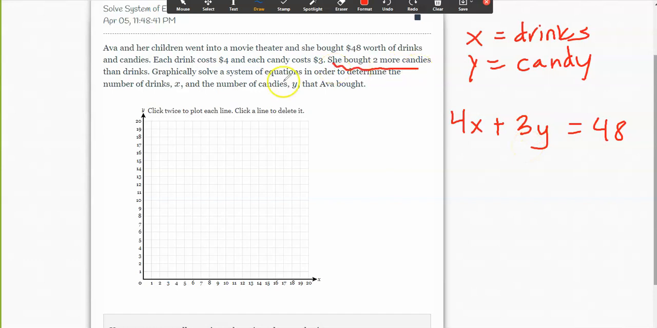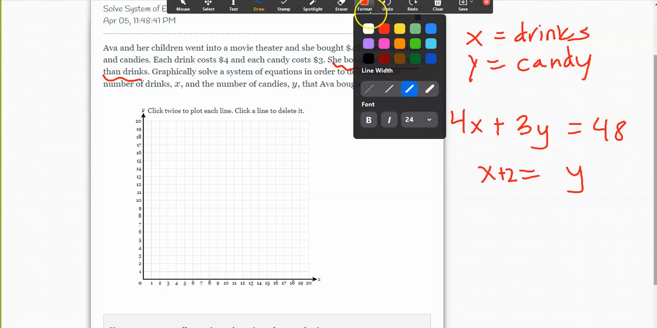My second sentence says she bought 2 more candies than drinks. So candies has to equal drinks, but I have more candies. So if I have more candies, that means I need to add 2 to my drinks. Again, you can use substitution or you can use elimination. Oh, what am I talking about? This is a graphing problem, not an algebraic question. So I cannot use elimination method. I cannot use substitution method. I have to use a graphing method.